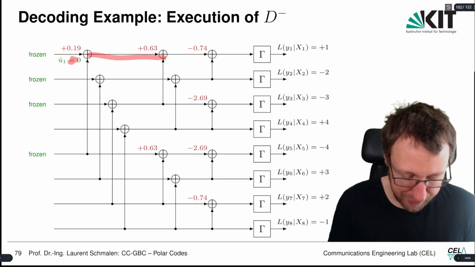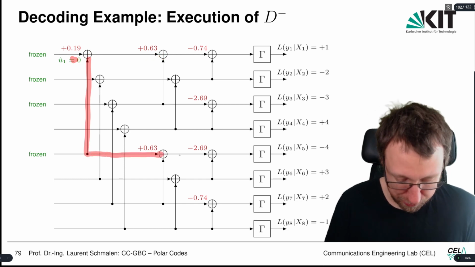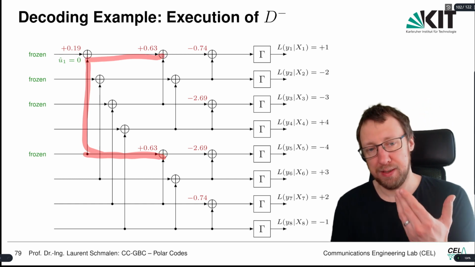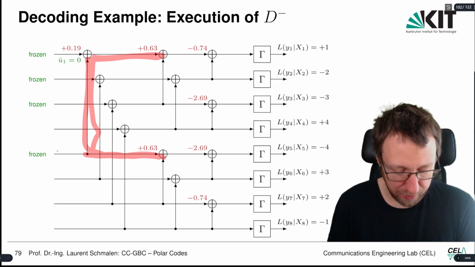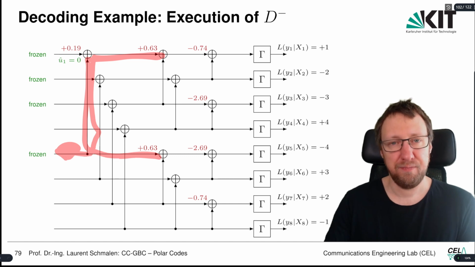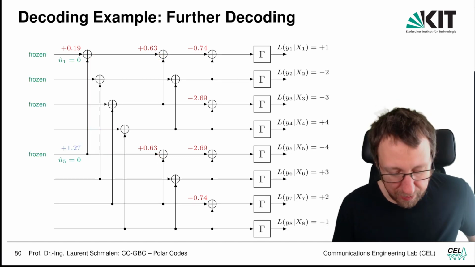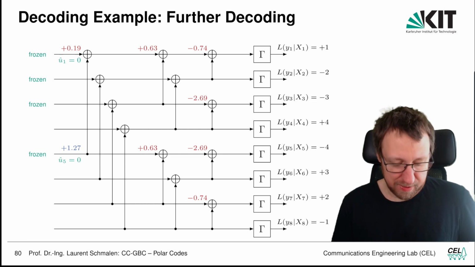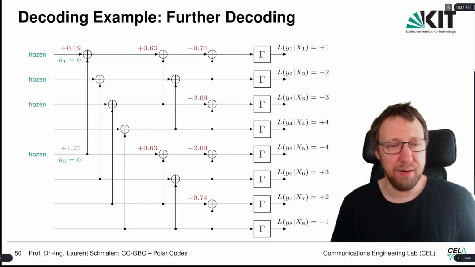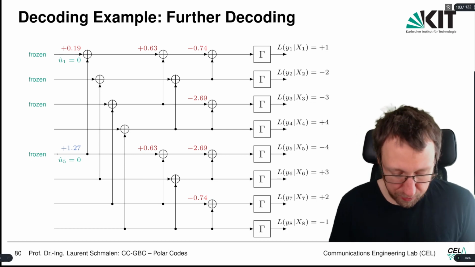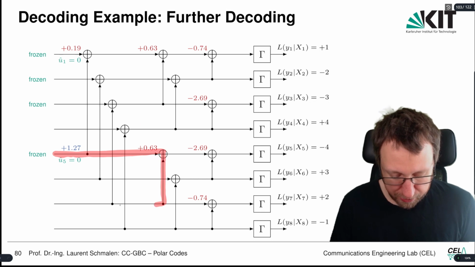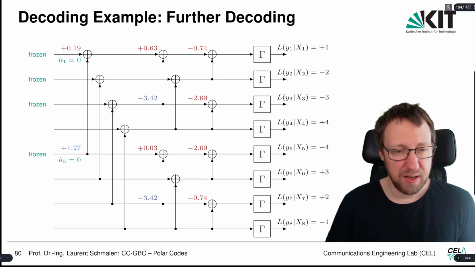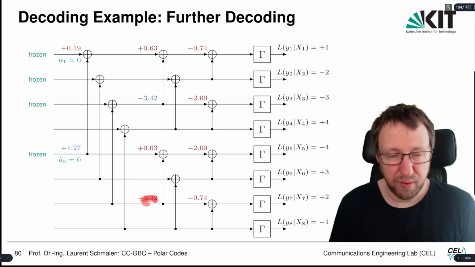And now we undo the D+ decoding. In this case, because U1 hat is equal to 0, it means we need to sum up these two log likelihood ratios. So 0.63 plus 0.63, and we get the value D+ for this guy. So we execute D+, we get +127. Again, this is a frozen position. So we said U5 hat is equal to 0. Okay, so now we have this frozen position. So we can undo the channel D- over D+ over here. So we get minus 3.42 over there.